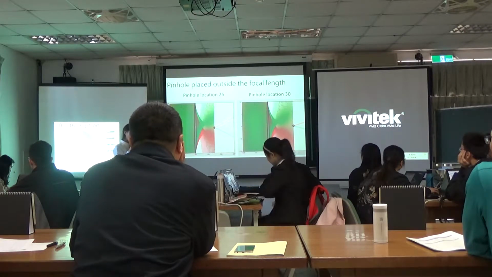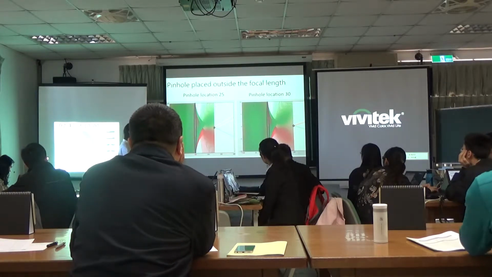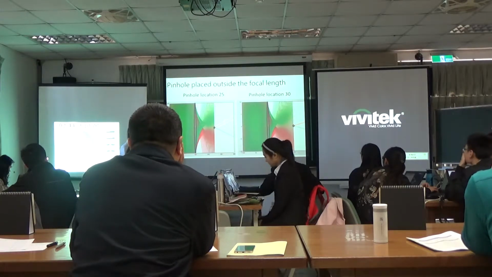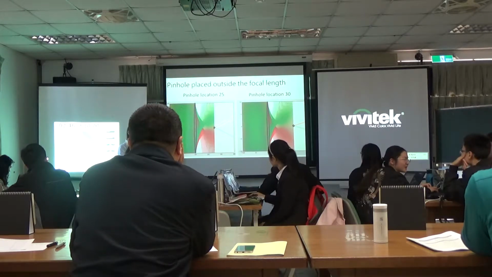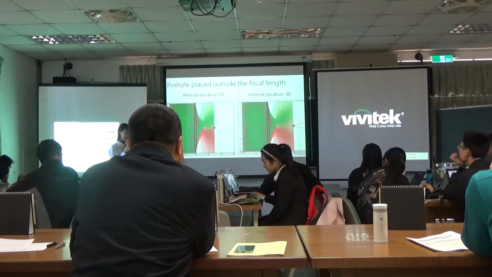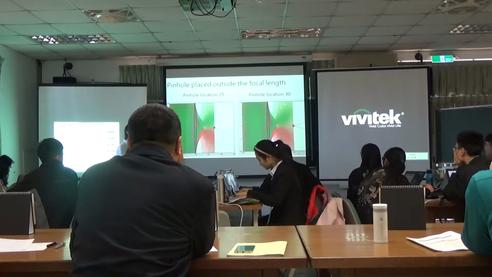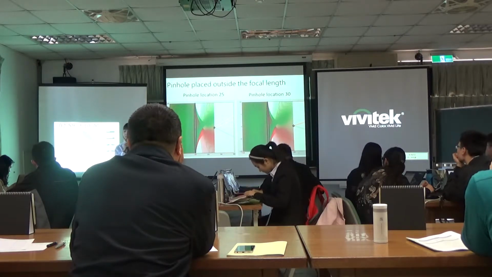When the pinhole is placed outside the focal length, namely at 25 centimeters and 30 centimeters, the resulting image is again inverted, but a shorter distance between the pinhole and lens gives a larger angular separation, and therefore a greater magnification.